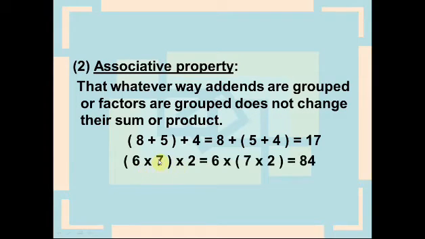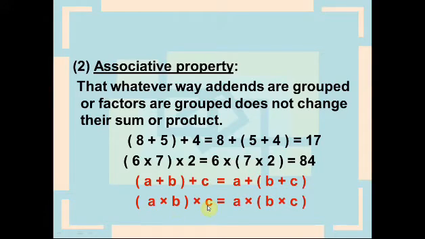And also 6 multiplied by 7, all multiplied by 2, is the same as if we multiply 6 multiply the product of 7 and 2, the result will be 84. (A plus B) plus C is the same as A plus (B plus C), and here we change the grouping. And also (A multiply B) multiply C equals A multiply (B multiply C), and here we change the grouping also.